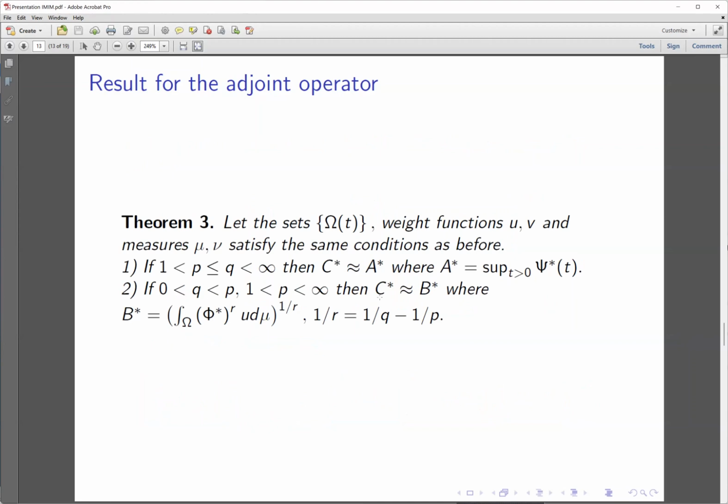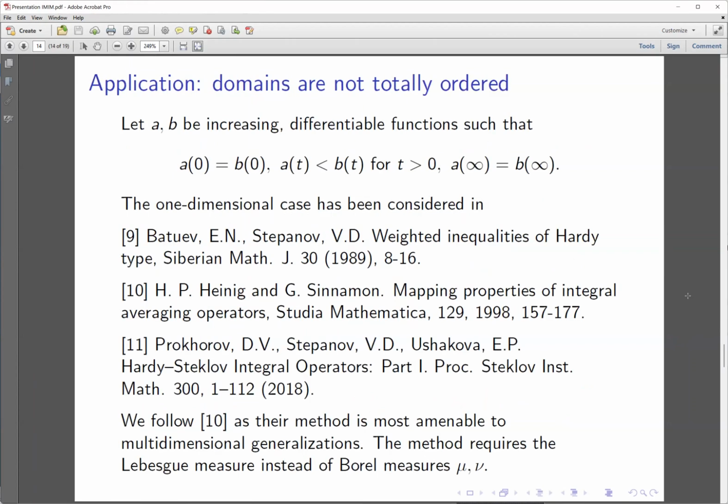This is the formulation result for the adjoint operator. Now there will be a long application to the case when that monotonicity condition is not satisfied, and we actually need the bounds for the operator norm in terms of the original weights and measures. Okay, so there is a short literature review.